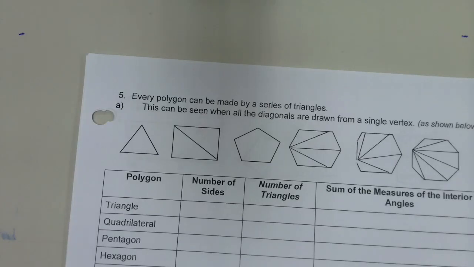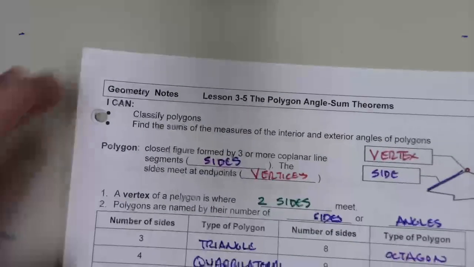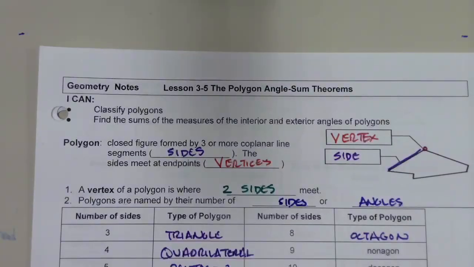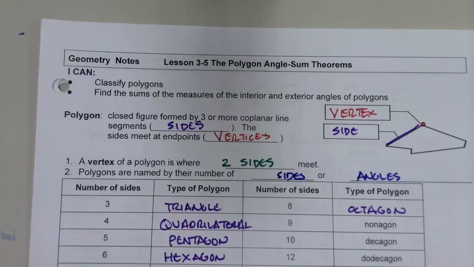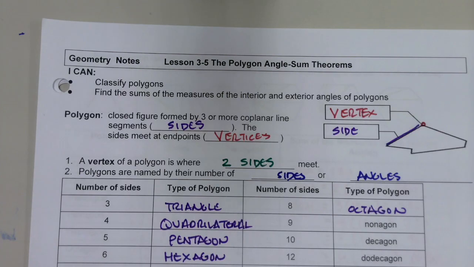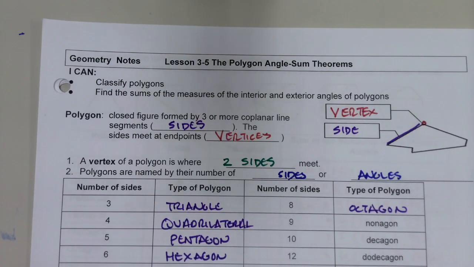These are Geometry Notes 3-5. You have the majority of these notes on your Desmos activity. So just to show you where they go, you can take a look at these screens.